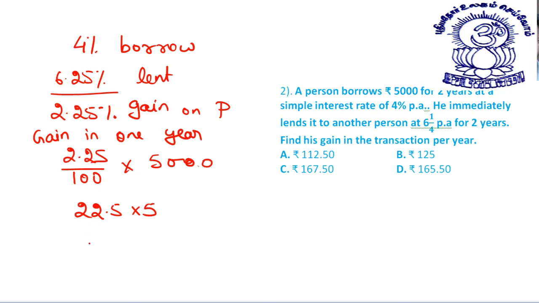22.5 into 5. 22 into 5 is 110. 0.5 into 5 is 2.5. So it becomes 112.5. That is option number 1, A. Easy one. I hope everyone must have understood it easily. Let's move to the next one.